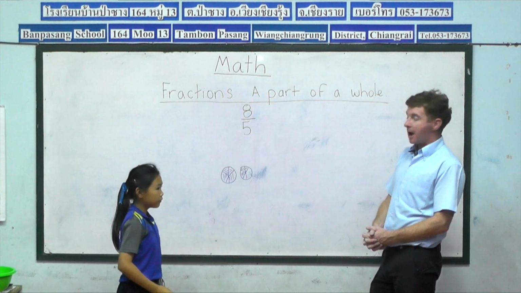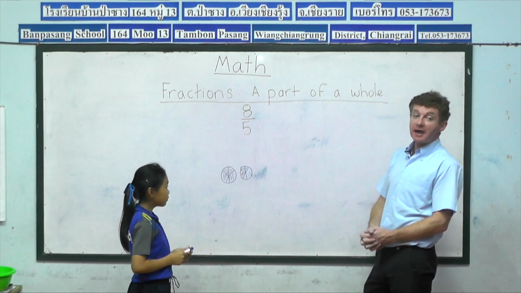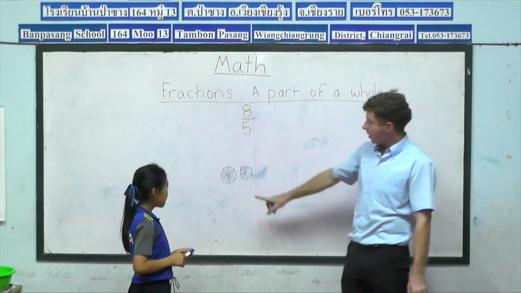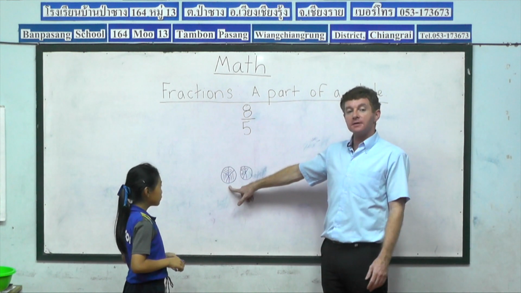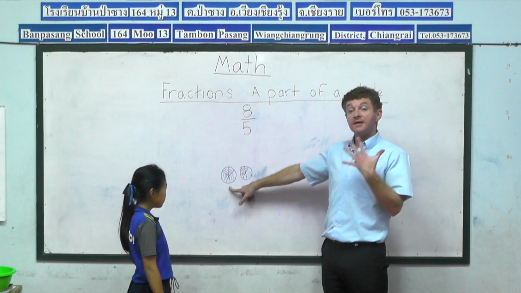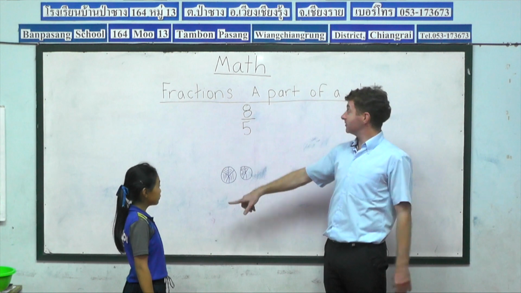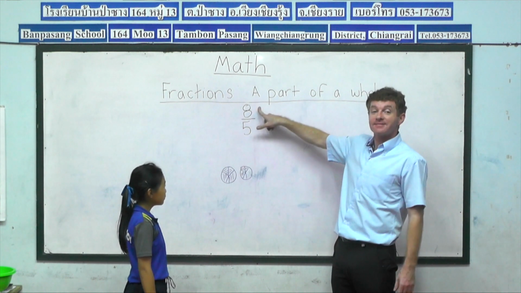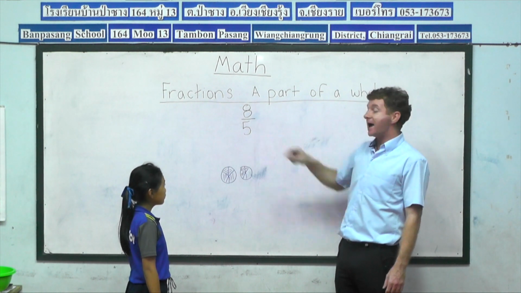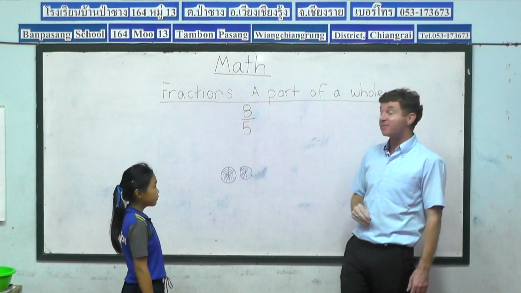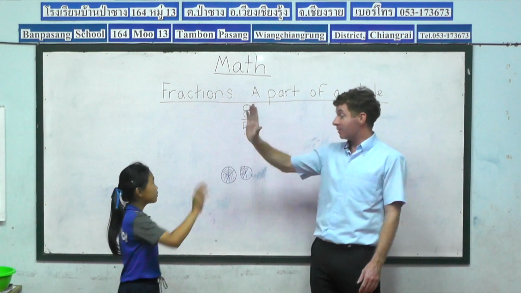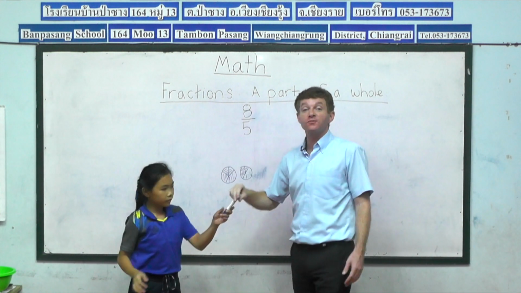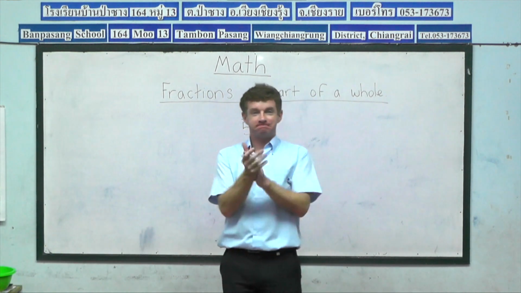Excellent. So how many coloured parts do we have now, guys? 8. Well, how many parts to our circle in total? Only 5. And this is what we mean by 8 over 5, or 8/5. So Nadia, that was well done. Big round of applause for Nadia, please, guys.